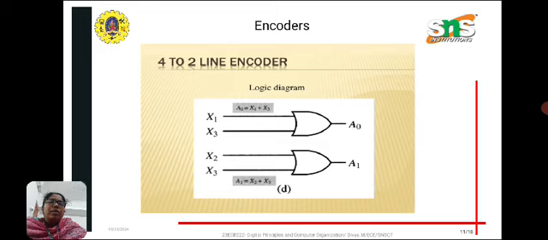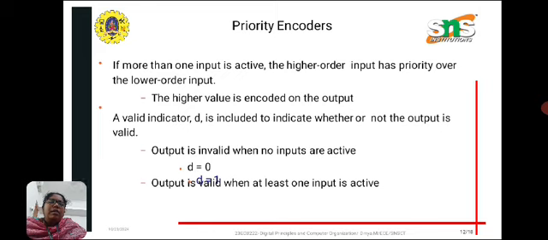This is a 4 to 2 line encoder. We are given 4 inputs and we are getting output as two variables. We also have a priority encoder. If more than one input is active, the higher order input has priority over the lower order input. The higher value is encoded on the output. A valid indicator D is included to indicate whether or not the output is valid. When no inputs are active, D equals 0. The output is valid when at least one input is active, and at that time D equals 1.